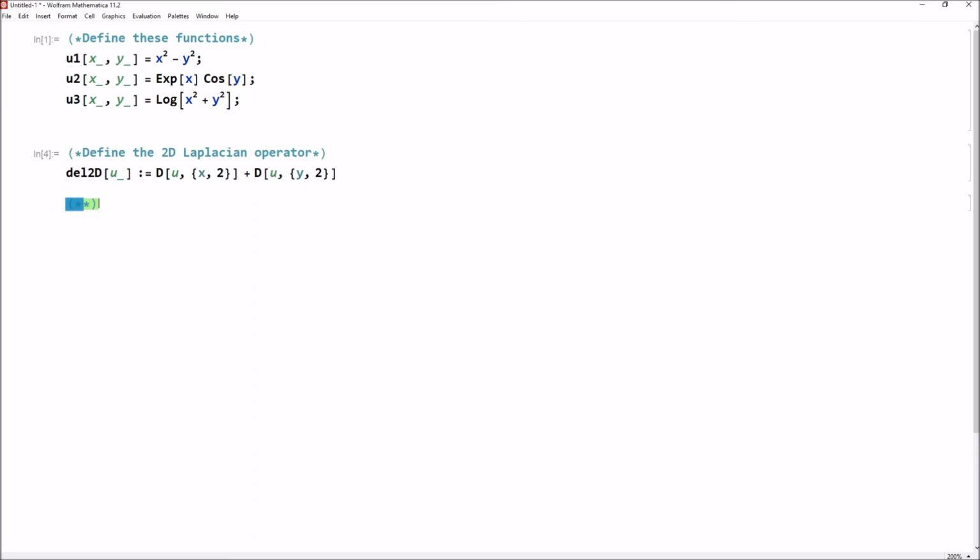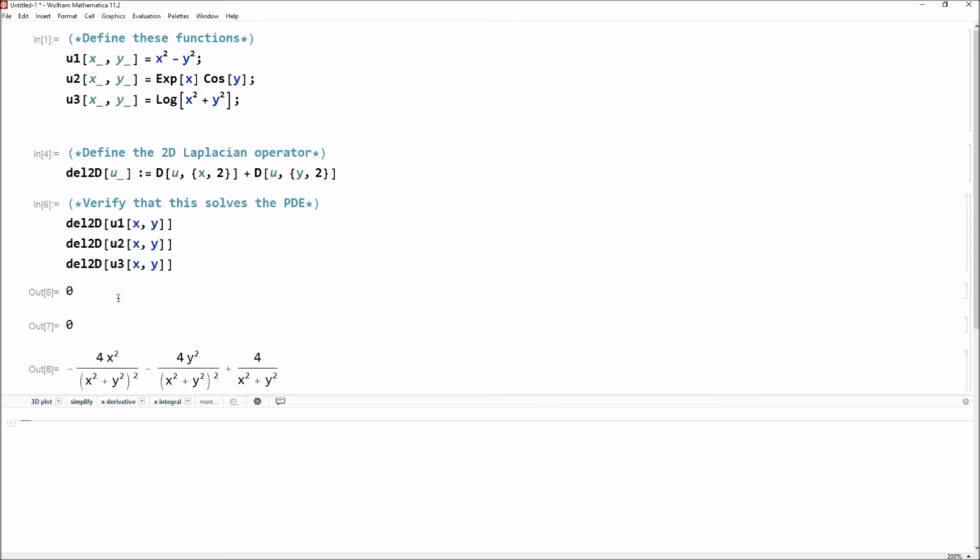Now let's do a check and verify that this solves the PDE. I just need to pass in del 2D these three functions, starting with u1 of x and y. Once I shift enter this, let's cross our fingers and hope this equals 0. Yep, that worked. Let's do the same for the other two functions, u2 and u3. Shift Enter. Oh, okay, it worked for 2, but 3 here.